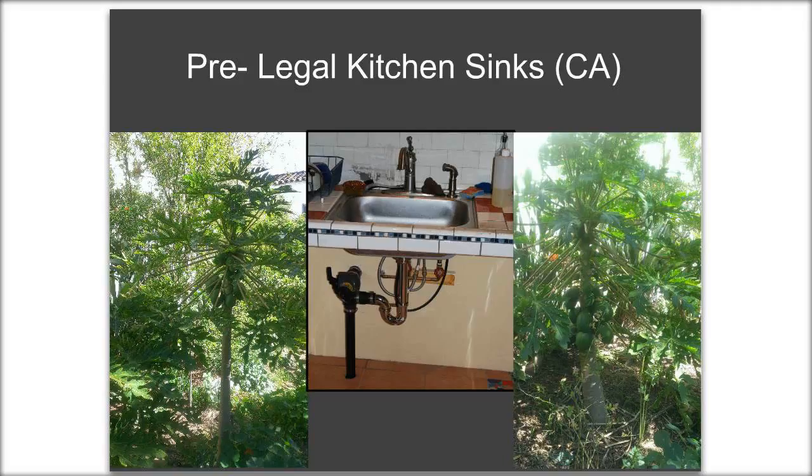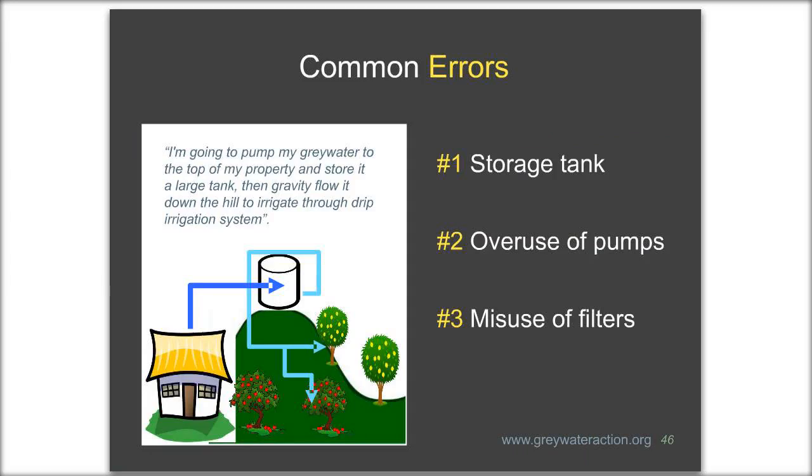So the plants can really show that kitchen water can be a great source of irrigation. It's more gunky, it takes a little bit more maintenance, and it has to be managed properly, but it should be a potential source that we can use responsibly. So I just wanted to show that. And now we're going to talk about common errors.